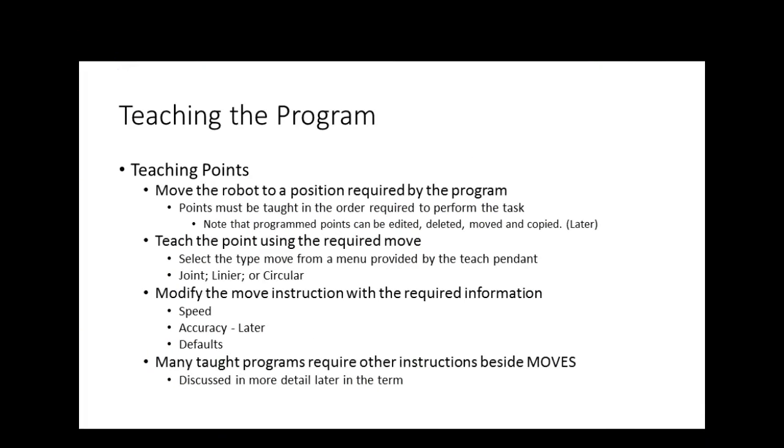So we're going to teach a point using the required move. When I say that I want to teach a point, odds are we're going to get a menu where we can specify either what? A joint, a linear, or a circular move. Once I select that, it's going to put that move into the program for me. Then I'm probably going to have to change some of the defaults to what I want for my program. One of the things might be speed. This is definitely going to be true. And then later on, we're going to talk about accuracy.